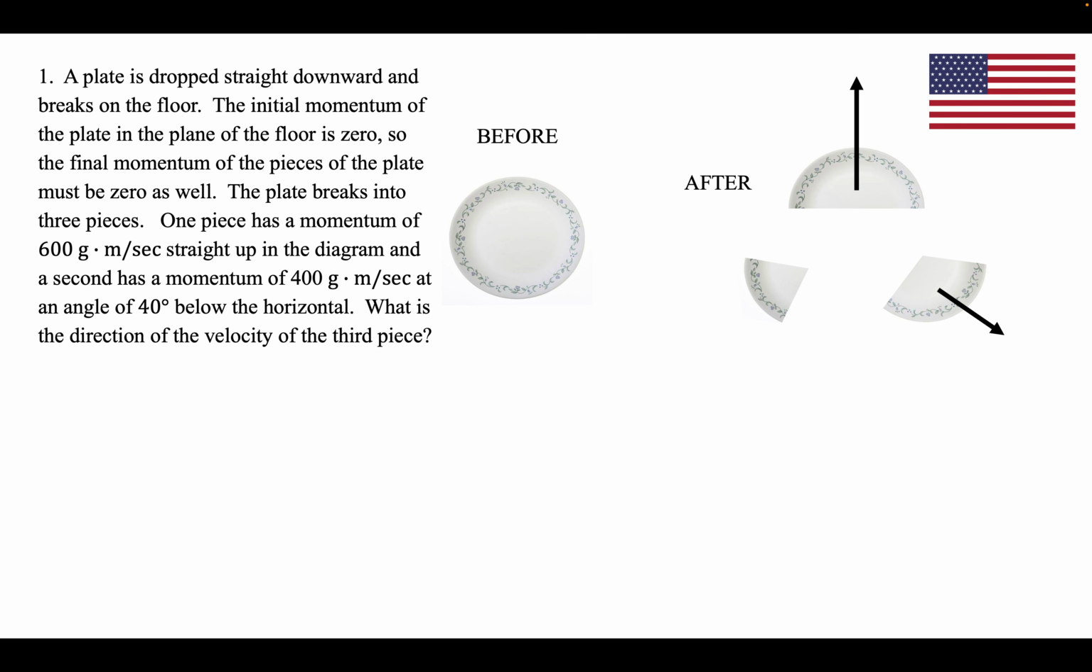Problem one on the worksheet of manipulating vectors with trigonometry. The plate is dropped straight downward and it breaks on the floor. This is the top view. It's falling straight down into the page, and shatters into three pieces.